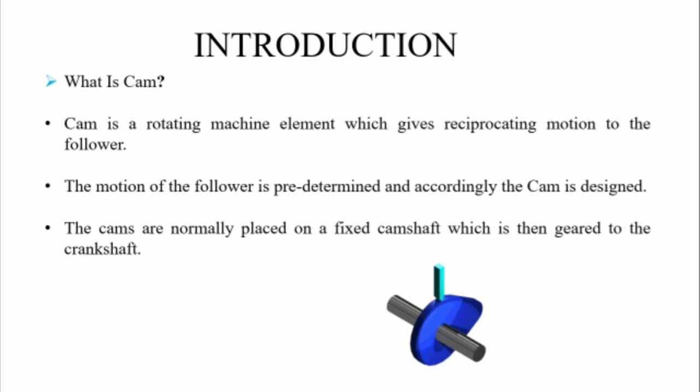First of all, what is a cam? A cam is a rotating machine element which gives reciprocating motion to the follower. The motion of the follower is already predetermined and the cam is designed accordingly. The cams are normally placed on a fixed camshaft which is then geared to the crankshaft. As you can see in the diagram, the rotating element is called the cam.